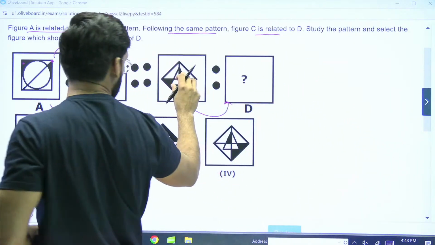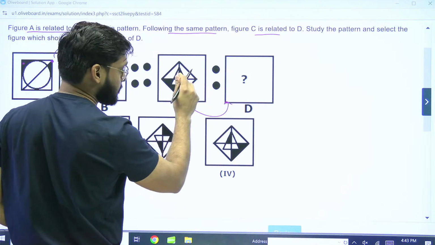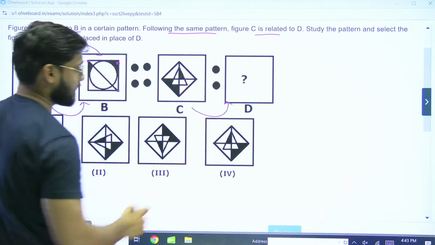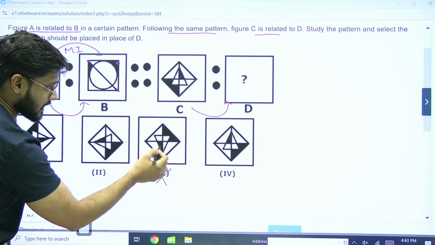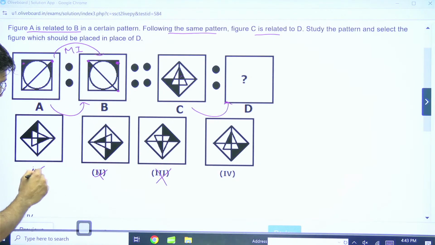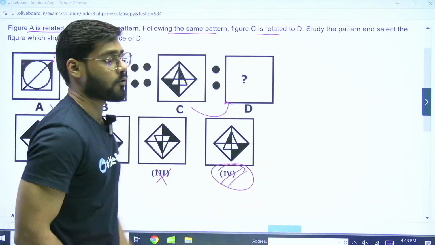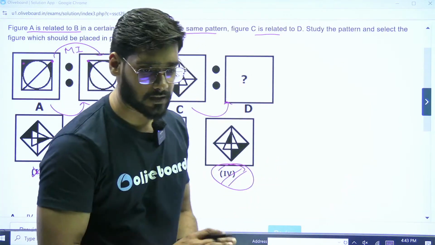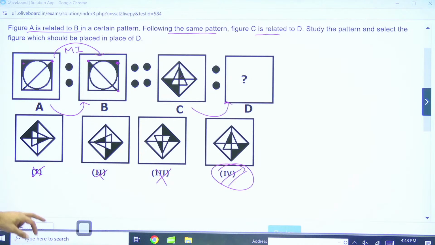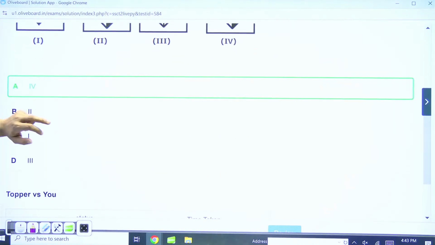Similarly, the mirror image of this part will form. So the triangle, this part is on the right side, it will appear at the left side. So 3 is wrong because the triangle is rotated upside down. 1 is also wrong, the triangle has been rotated. The only option remaining is 4, and hence 4 is the right answer. Let's mark 4. Option A is the right one.